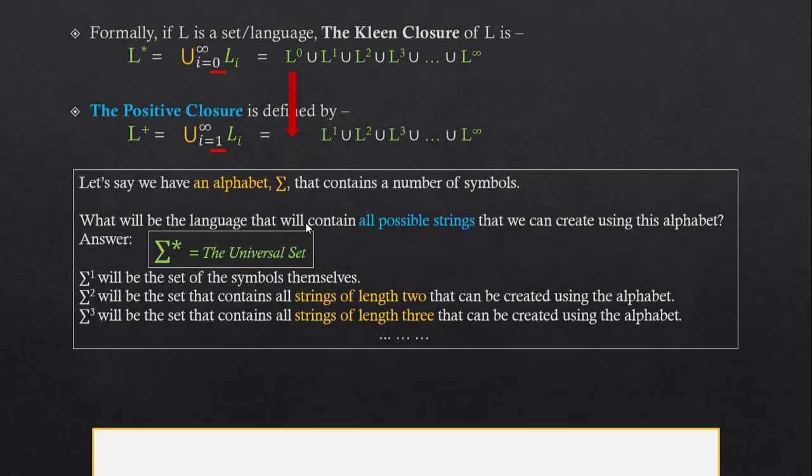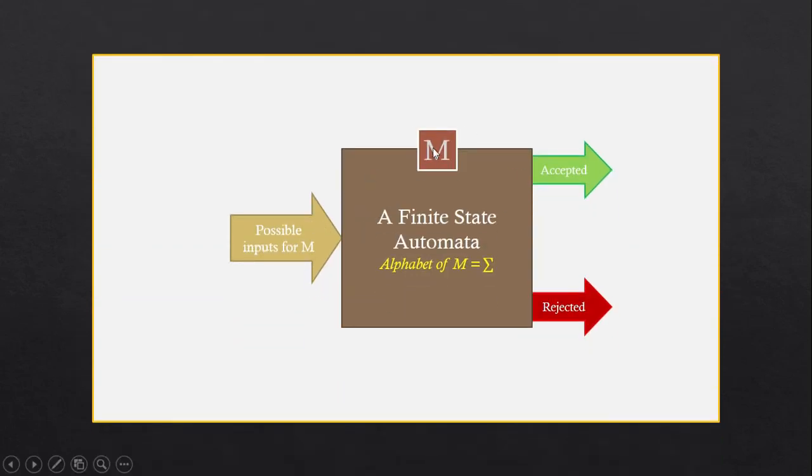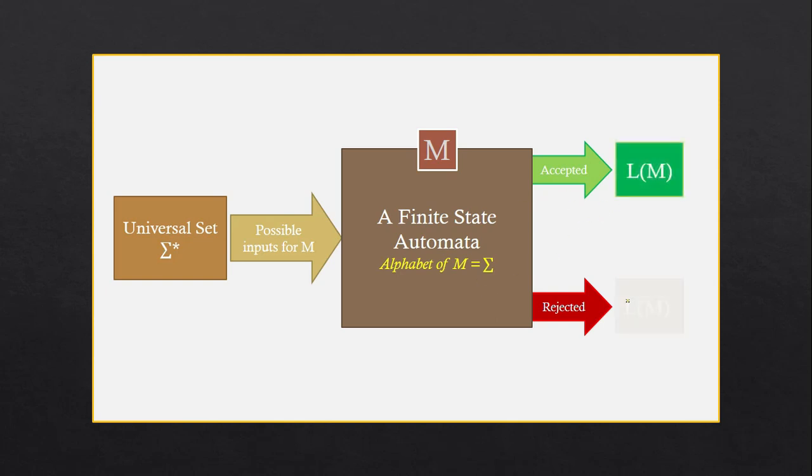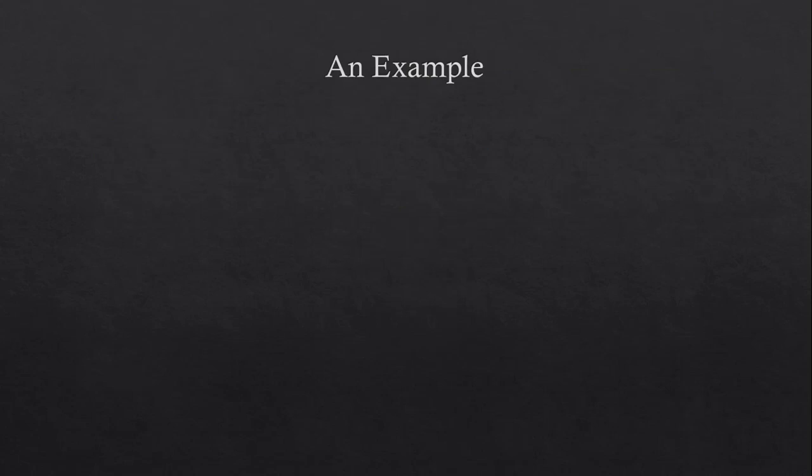So to summarize, let's say we have a finite state machine called M, which has an alphabet called sigma. The possible inputs for M is going to be every member of the universal set, that is sigma star. The accepted strings will form the language called L of M, and the rejected strings will form the language that is the complement of L of M. Let's look at an example to solidify our concepts on all of this.